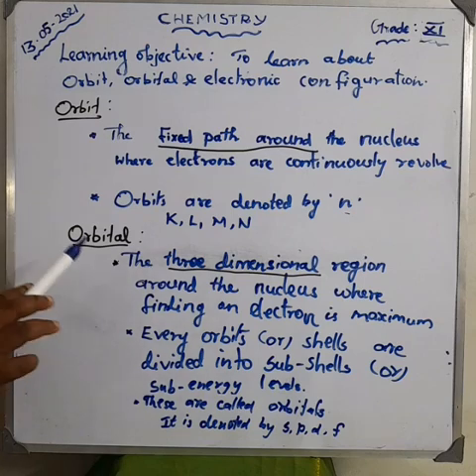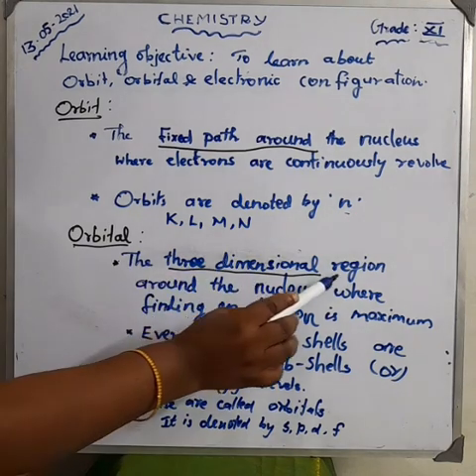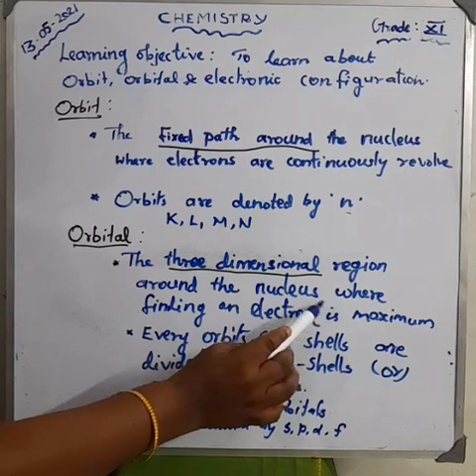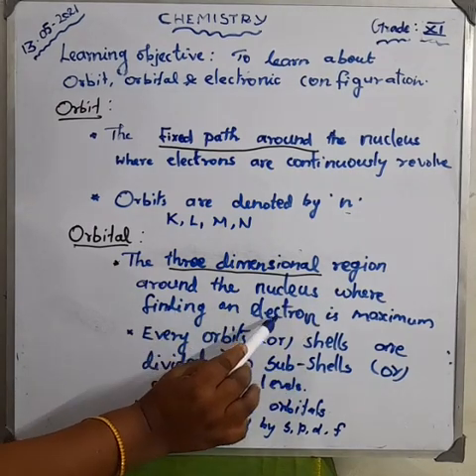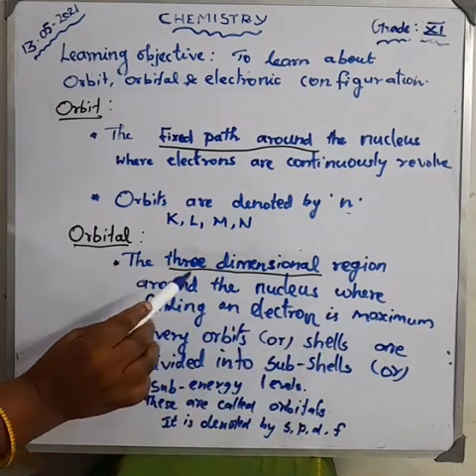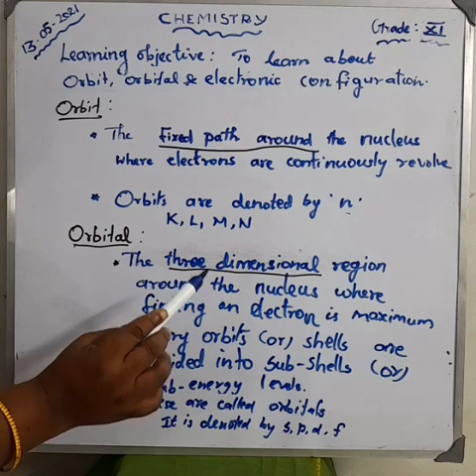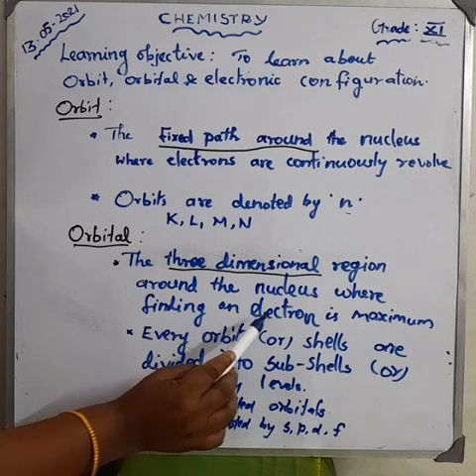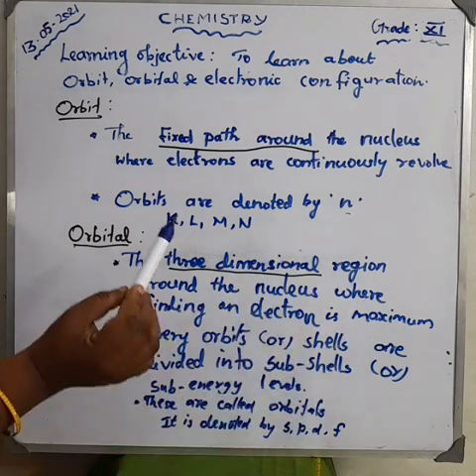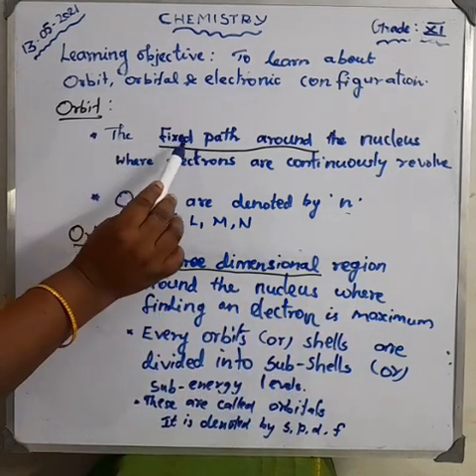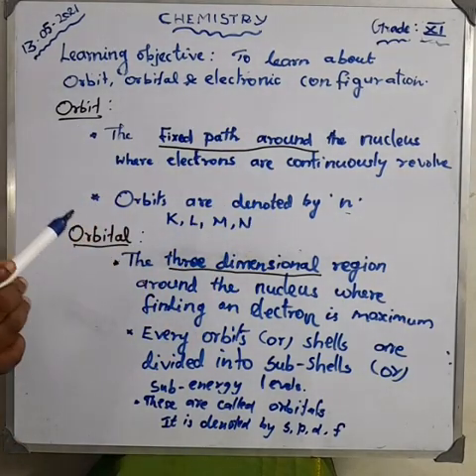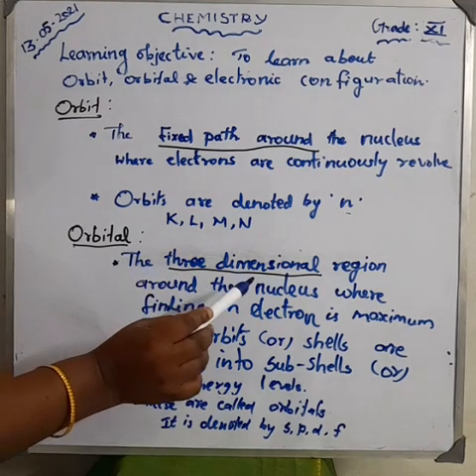And then orbital. What do you mean by orbital? The three-dimensional region around the nucleus where finding an electron is maximum. So orbit means a fixed circular path. That is called orbit. But orbital means the three-dimensional region.